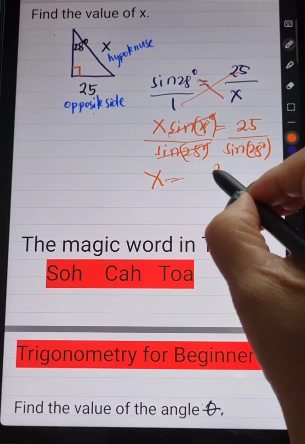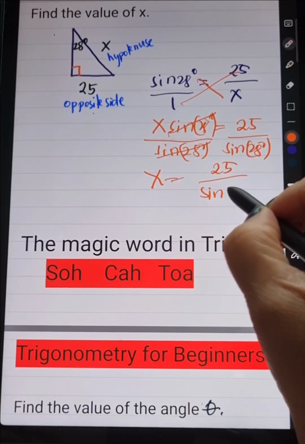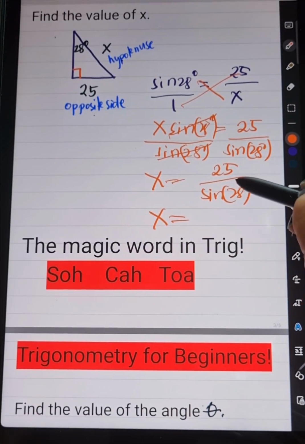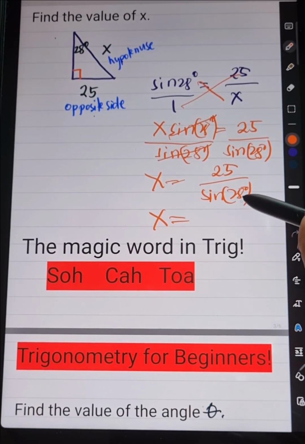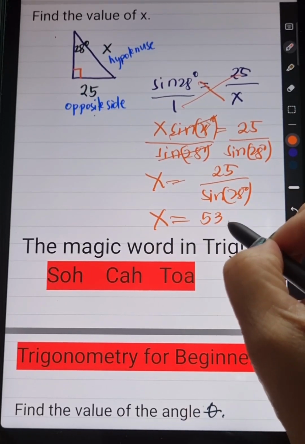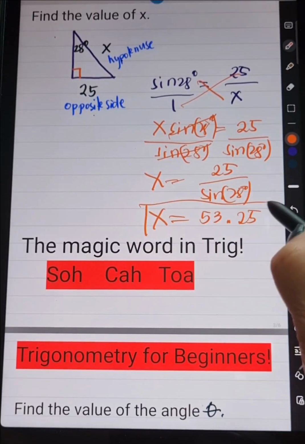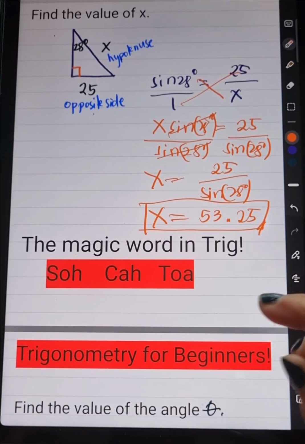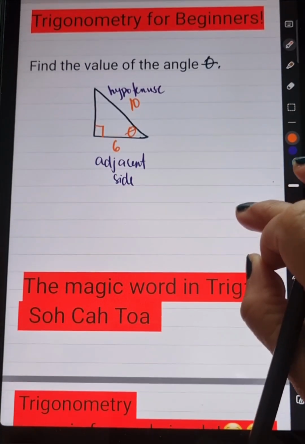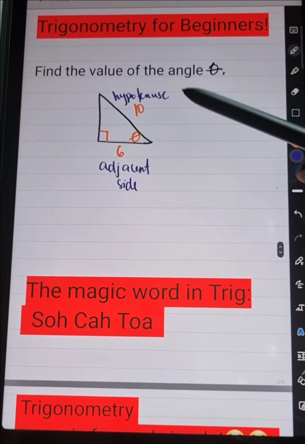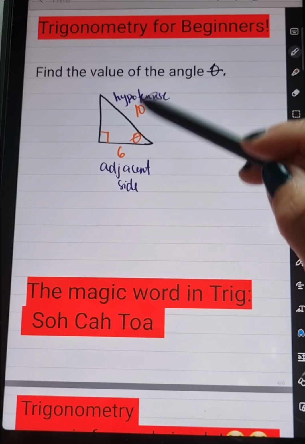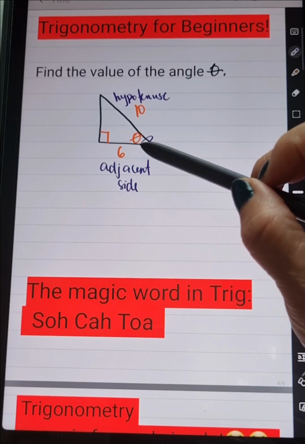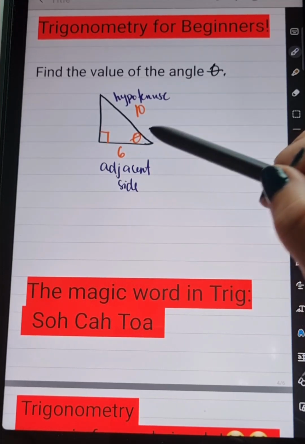So x is equal to 25 over sine 28 degrees. So again, press your calculator, 25 divided by sine 28 degrees, and that is equal to 53.25, rounded off up to 2 decimal places. Okay, next. Look at this one. The given here is the hypotenuse and the adjacent side. The unknown is the angle theta. How are we going to find for the measure of the angle here?